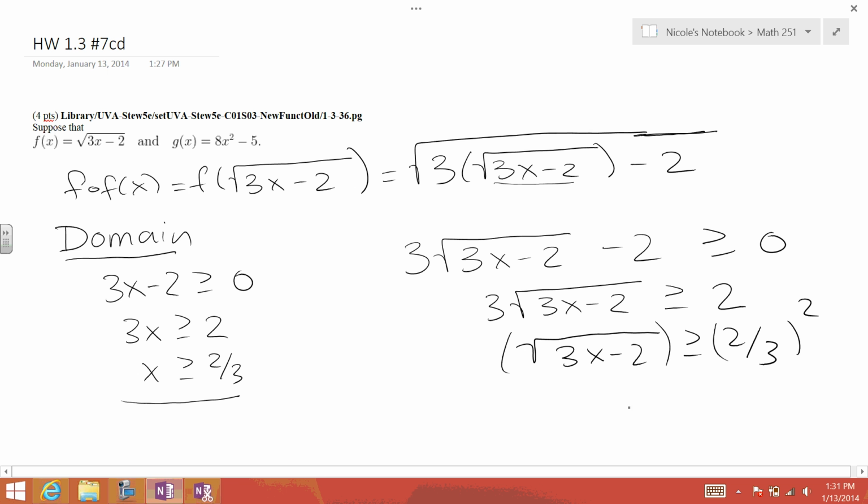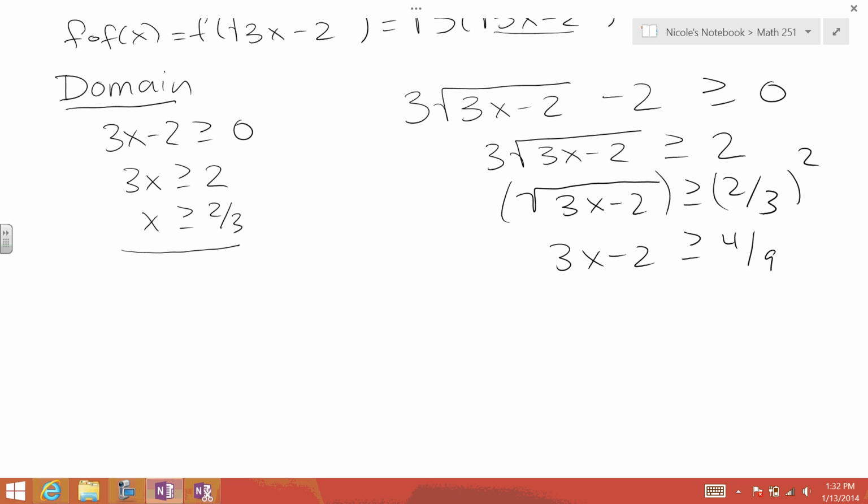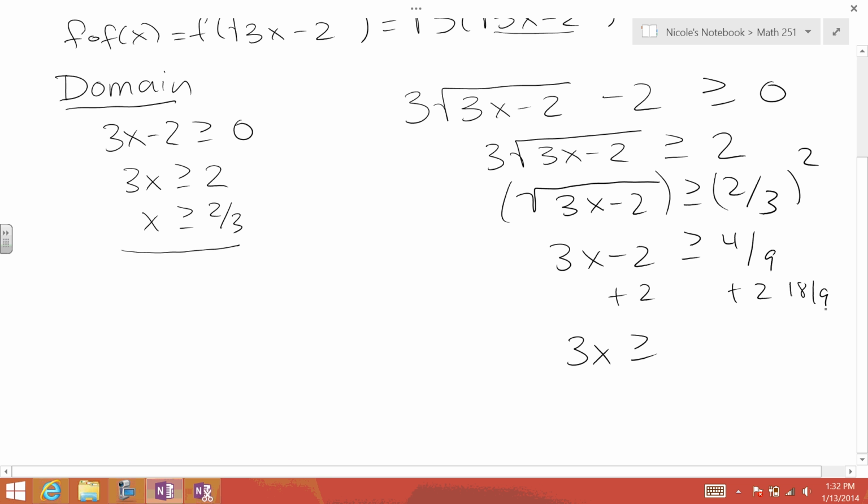All right, we keep going. Let's square everything. 3x minus 2 is greater than or equal to 4/9. Add 2 to either side. I need 3x to be bigger than or equal to, well, that's the same as 18/9. So that gets me up to 22/9. And divide by 3. X needs to be bigger than or equal to 22/27. So we need x bigger than 22/27 to make sure that this whole expression is greater than or equal to 0. So that's the other part.